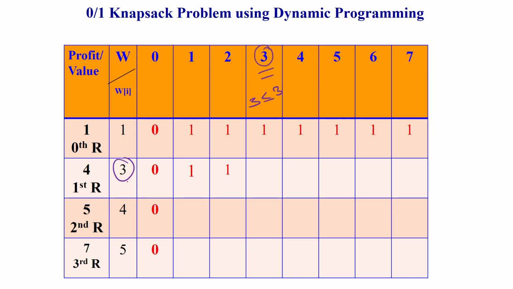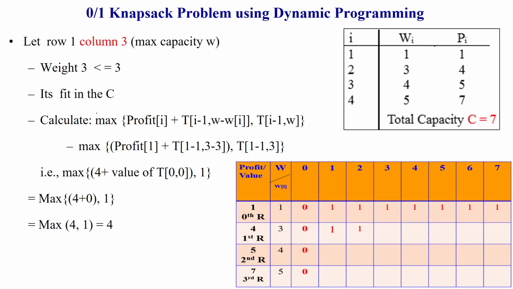So when you are selecting this item, you are earning the profit 4, so 4 has to be written here. So here we have to calculate this by applying the formula: profit of the current item plus T of I minus 1 (the previous row), then W minus W of I. W is the maximum capacity of this column, 3, minus the weight of the current item, which is 3. That's what is written here.